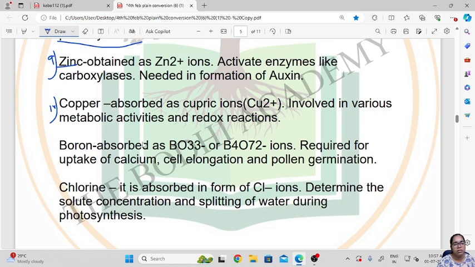Then boron, which is observed as boron ions, which is required for the uptake of calcium, cell elongation and pollen germination. So boron is very essential in the cell elongation and pollen germination. Then the chlorine, it is in form of chlorine ions, determine the solute concentration and splitting of water during photosynthesis. So these are the different kinds of elements which are present in the soil, which are observed by the plants in form of ions, and then their function we have covered now.